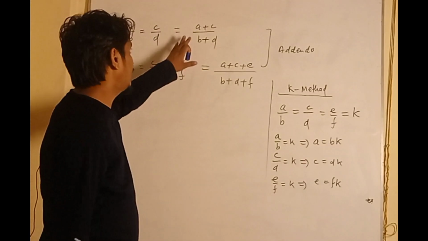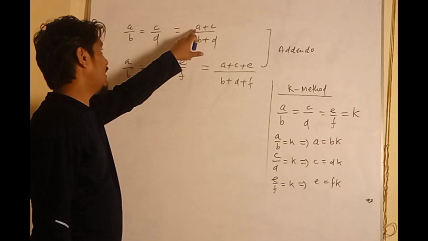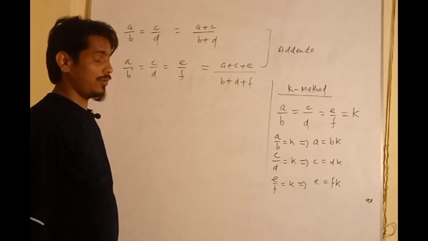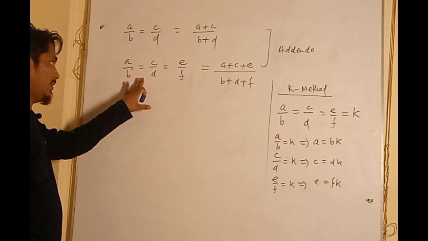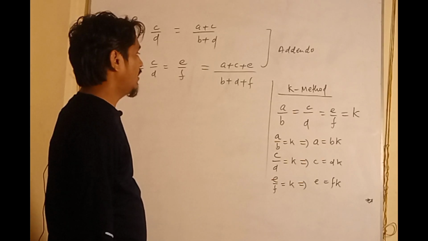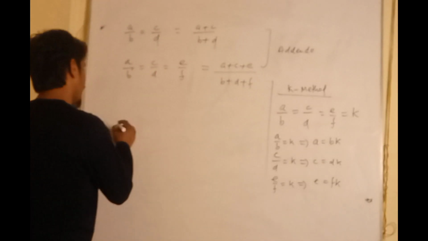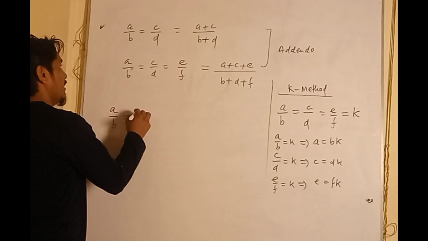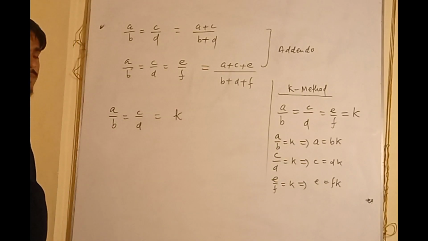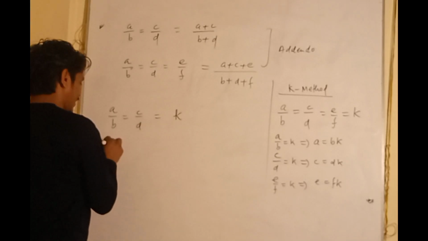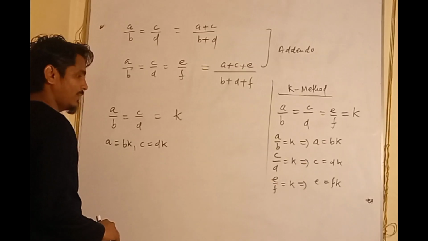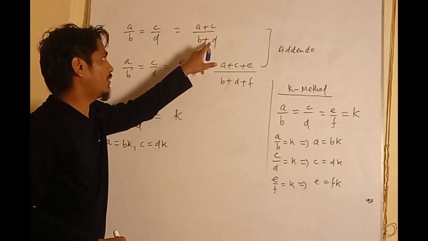Now to verify this result, whether the value of A plus C by B plus D will be equal to C by D or A by B or not, and this one A by B over C by D is equal to E by F is equal to A plus C plus E over B plus D plus F. So what I can do is, let me just take A by B is equal to C by D is equal to, let's say, K. So with the help of this we can find that A is equal to BK, C is equal to DK. Now we want to evaluate the value of A plus C over B plus D.